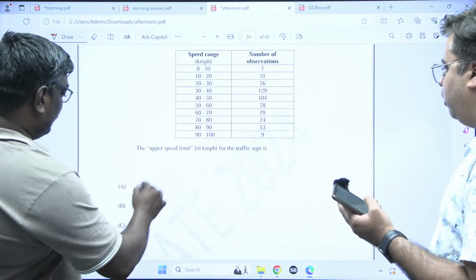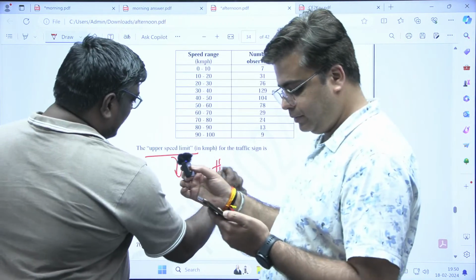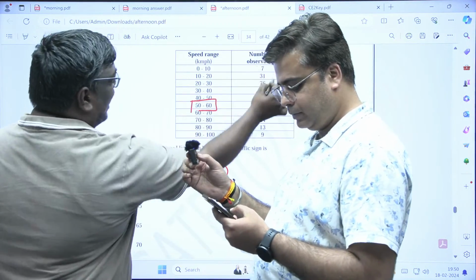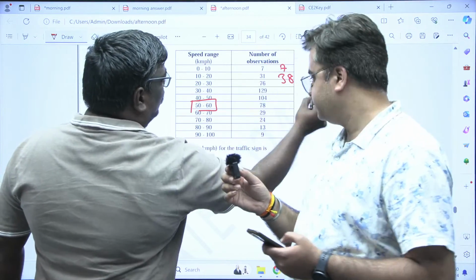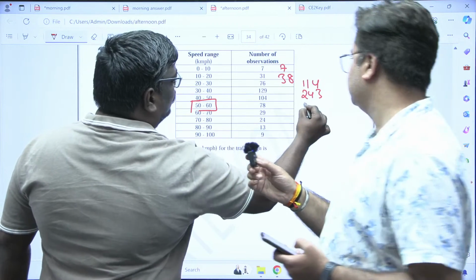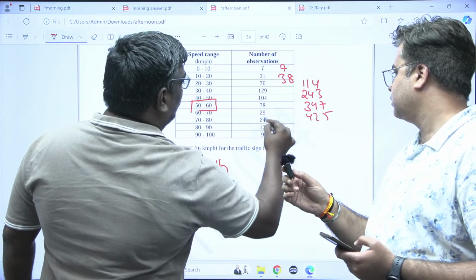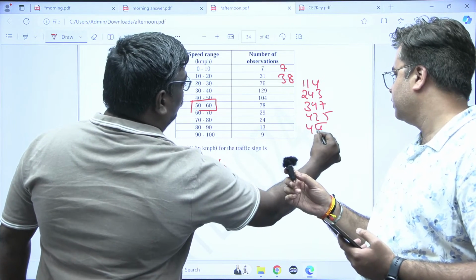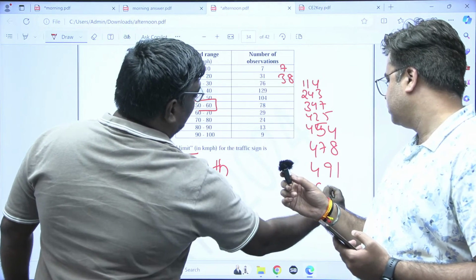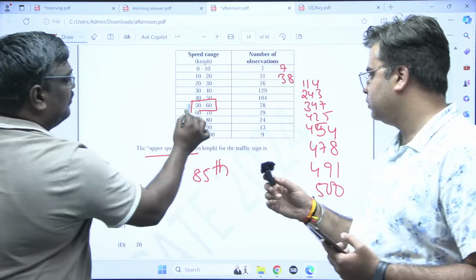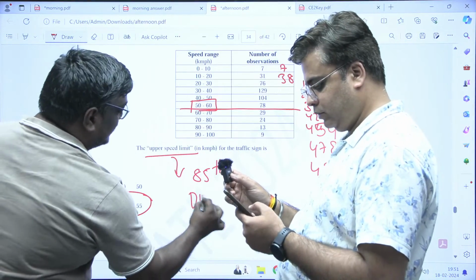Sir, it is 55. See, for the upward speed limit we have to take the 85th percentile, and it will be 50 to 60. If you add these cumulative frequencies, 738, 76 means 114, or if you add 143, you'll get 243, and then 347, 78 will be 425. Then you'll get 454, then 478, 491, and 500. And if we do it individually at 50 to 60, we'll get the answer around 55. Option B is the right answer.